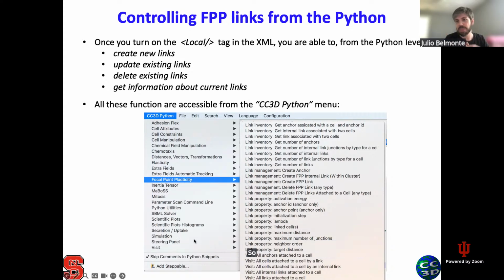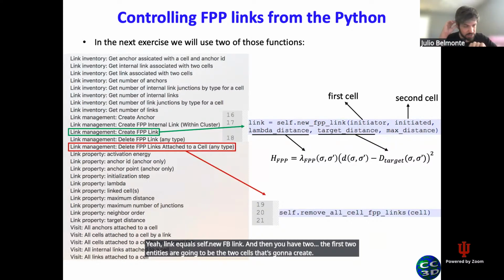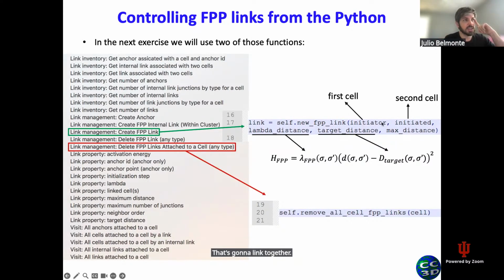So of the few of them that you will be using, I'll say that these may be the most important ones, okay? So you definitely want to create a link, okay? So you'll probably be using this one, link management, create FTP link, and that pastes this command that you see here, link equals self.new FTP link. And then the first two entries are going to be the two cells that it's going to link together. The first one is the initiator, and the second one is the initiated. So a link extends from this cell into this cell.